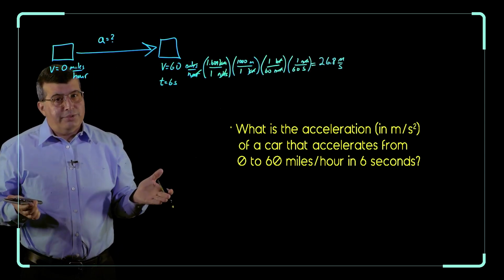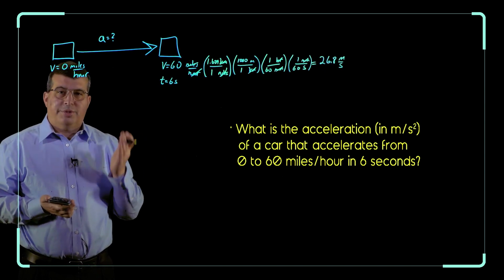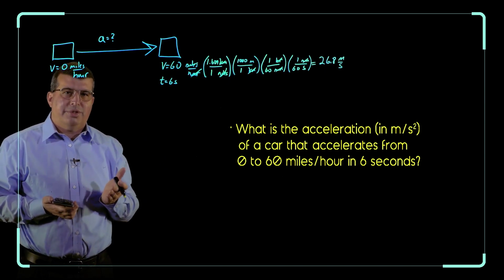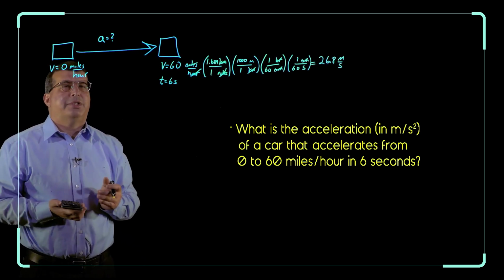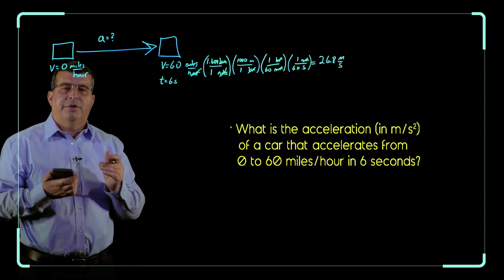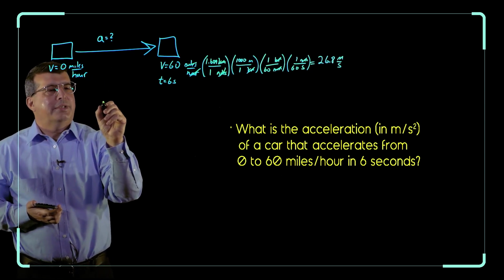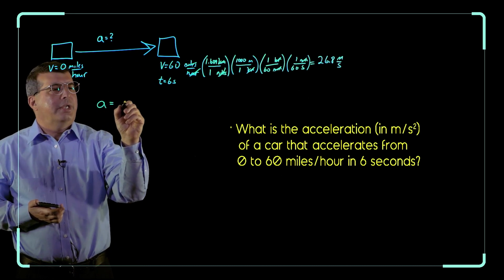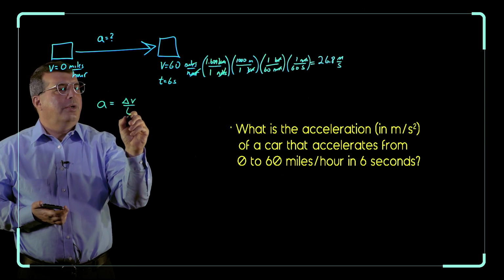Well, we have 2 equations for acceleration: acceleration when the speed is changing, and acceleration when you're curving. What's going on here? The speed is changing, so we have to use our equation for acceleration when speed is changing. So that is, acceleration is change in speed over time.